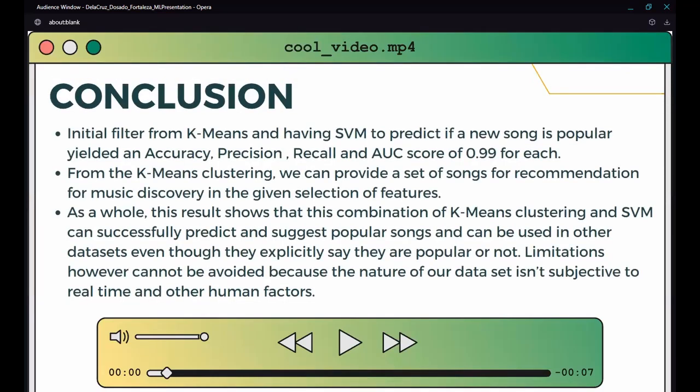So in conclusion, with an initial filter from k-means and having SVM predict if a new song is popular, this yields an accuracy, precision, recall, and AUC score of 0.99 for each. From the k-means clustering, we can provide a set of songs for recommendation for music discovery in the given selection of features. As a whole, the result shows that this combination of k-means clustering and SVM can successfully predict and suggest popular songs and can be used on other data sets, even if they don't explicitly say whether songs are popular or not. There are limitations, however, because the nature of our data set isn't subject to real-time and other human factors. Next.